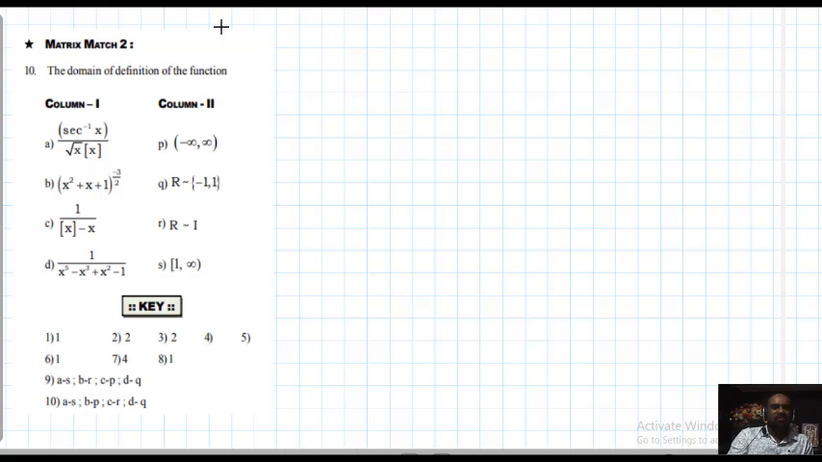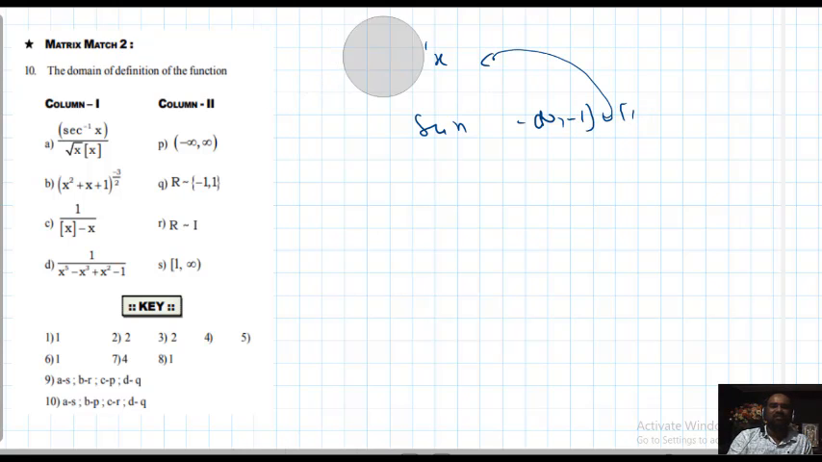Student, this is also an interesting problem. Domain of the functions. First of all, the domain of secant inverse of x. What is the range of secant x? Minus infinity to minus 1 union 1 to infinity. That is only the domain of this function.